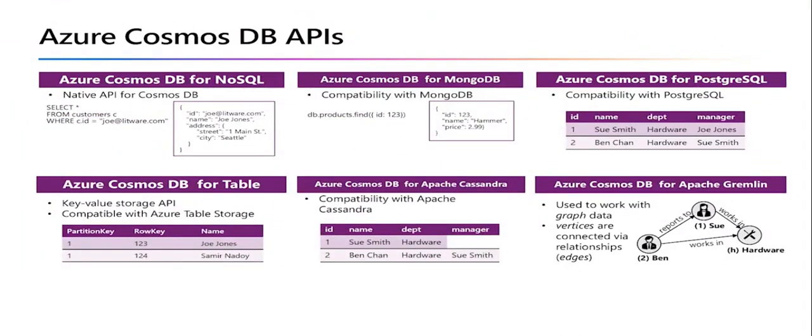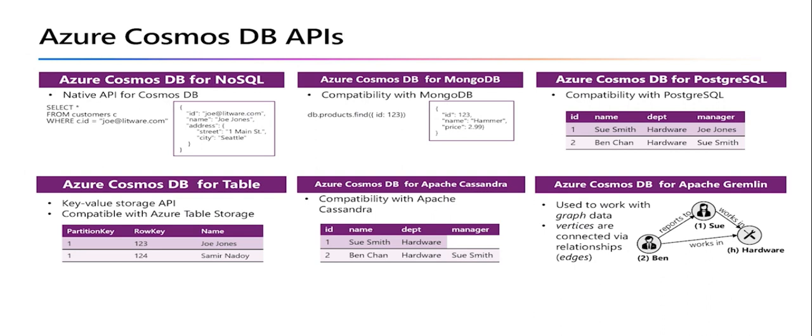So that's a list of all the 6 APIs that you get with the Azure Cosmos DB. And you select one, whichever is useful to you or whichever suits your requirement. If you're coming new to Azure Cosmos DB, I suggest Azure Cosmos DB for NoSQL as the recommended one.